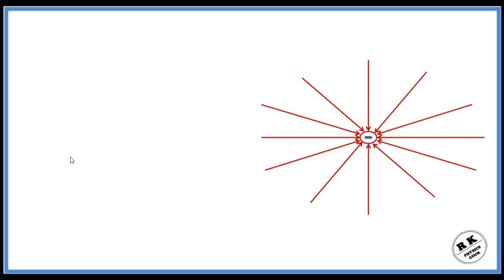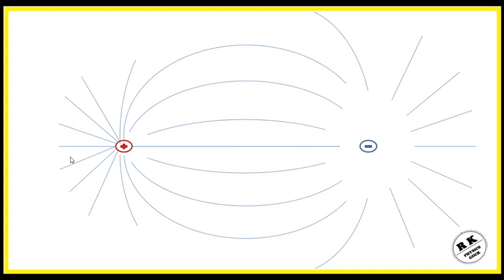Now let us see another animation. This is also created by me. It will show what happens when a positive charge and a negative charge are placed at some close distance, nearer to each other. What happens? Now this animation will show how the field lines will be there when the two charges are nearer to each other.